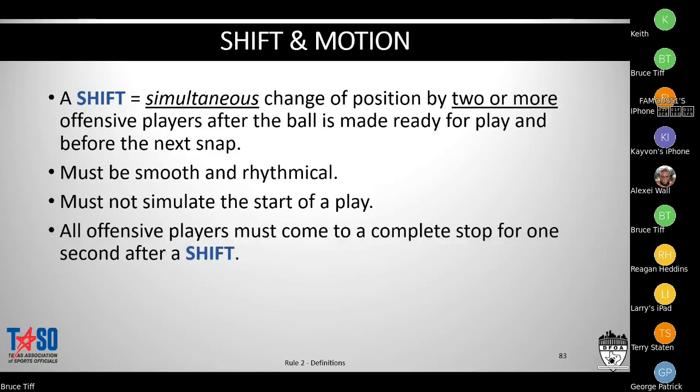So on a shift, you've got 2 or more offensive players moving at the same time. The ball has been made ready for play, and this is before the next snap. You're going to have a smooth rhythmical movement, and everybody needs to come to a complete stop for at least 1 second. Don't confuse a shift with motion.